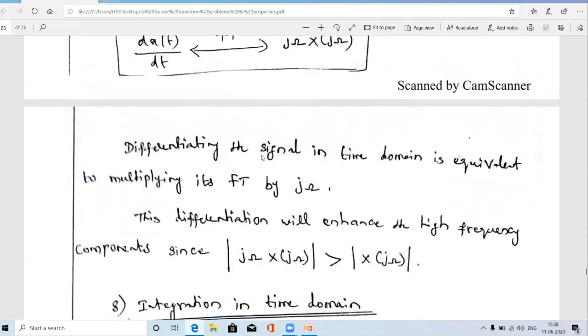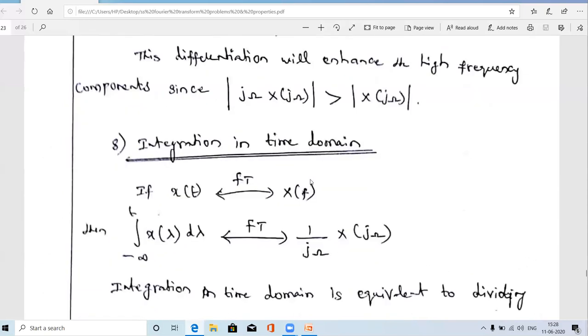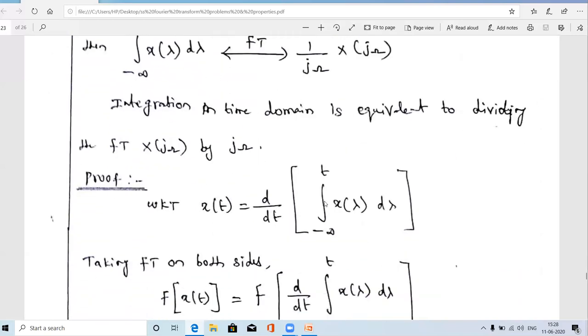So in the differentiation property, if you are differentiating, the Fourier transform answer is multiplied with j omega. If you are integrating the particular signal, then the Fourier transform answer is divided by j omega. It's a difference. So we are going to prove this property.